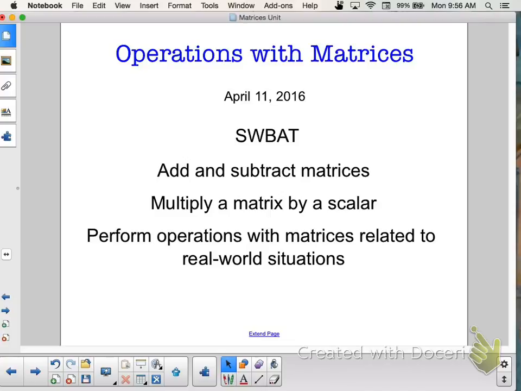I will tell you right now that the notes are pretty simple. The only thing that's really different from just adding and subtracting numbers is the fact that we have a fancy schmancy matrix, and that's pretty much all that's different. So you guys should do pretty well. If you have questions as we go along, let me know.